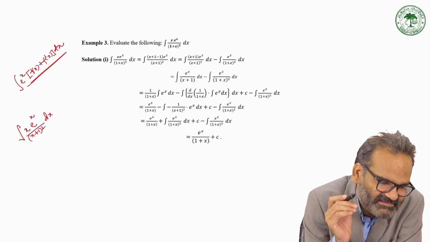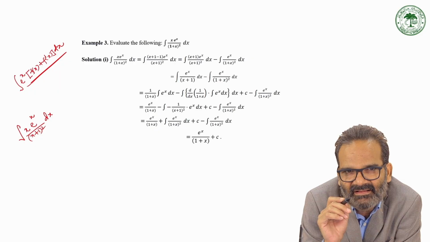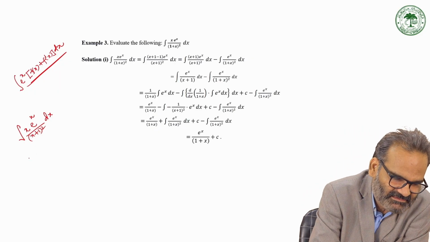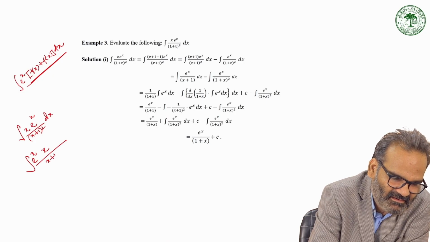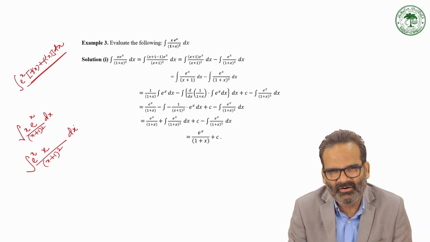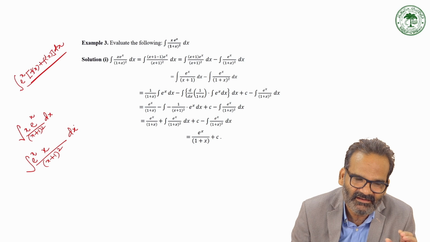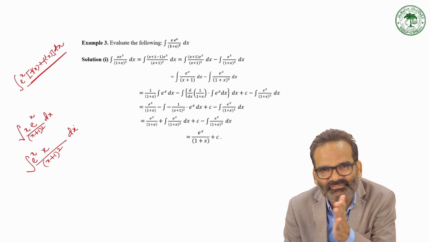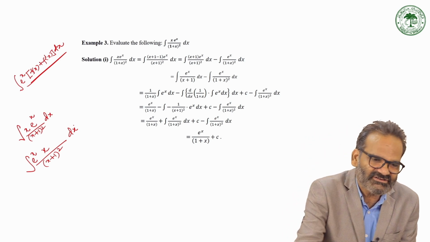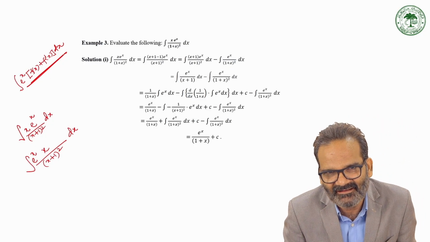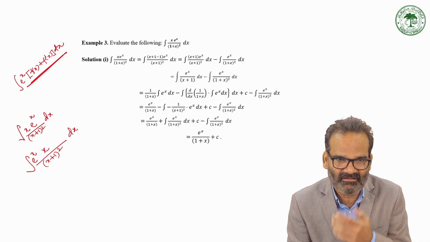See here, x e raised to the power x divided by (x plus 1) raised to the power 2, dx. Here we contain e raised to the power x. So we don't have any way out. Since it contains e raised to the power x, we can guess that it can be transformed to a function of the type e raised to the power x times (f(x) plus f dash x). Let us try whether we will succeed or not.